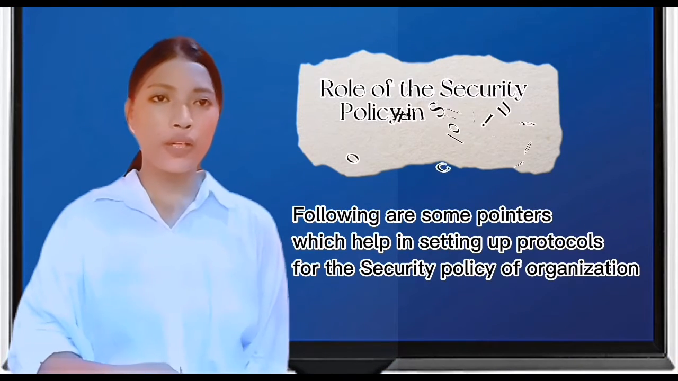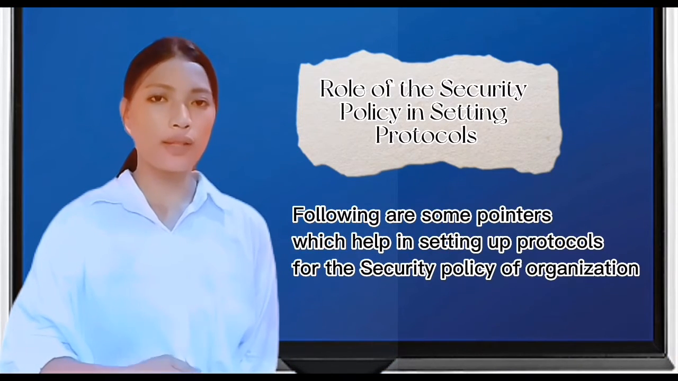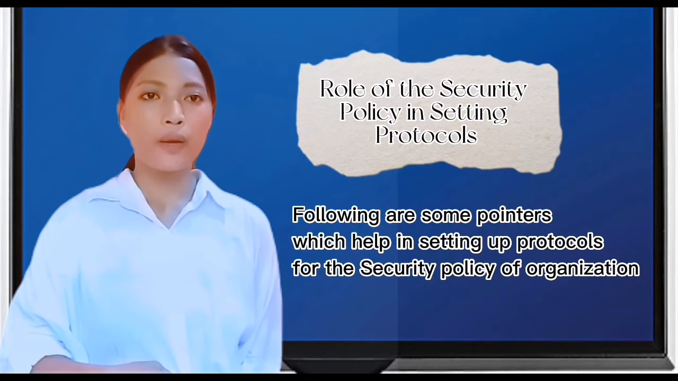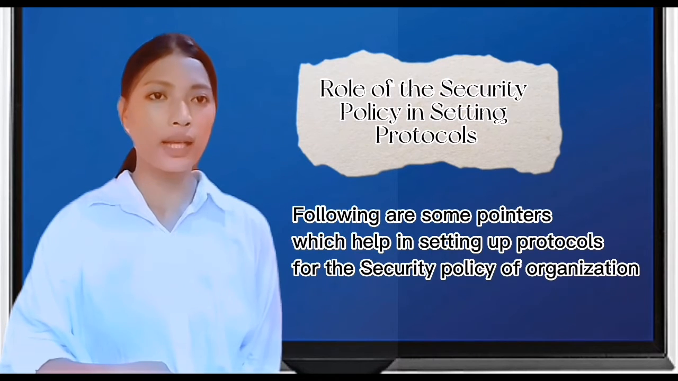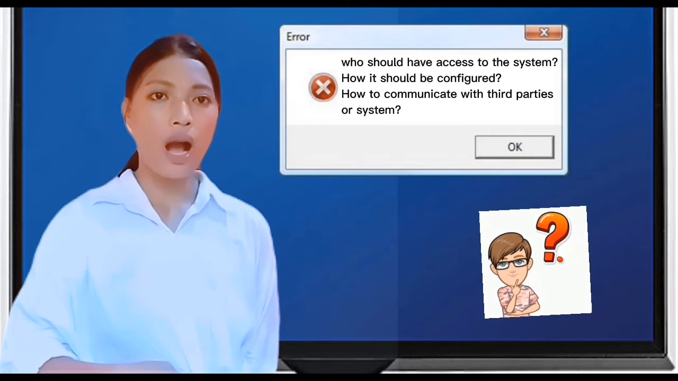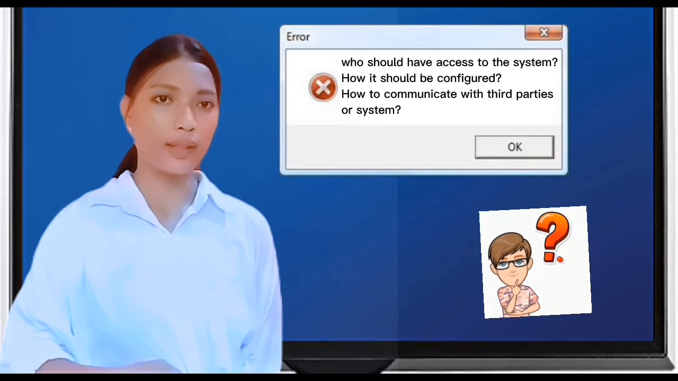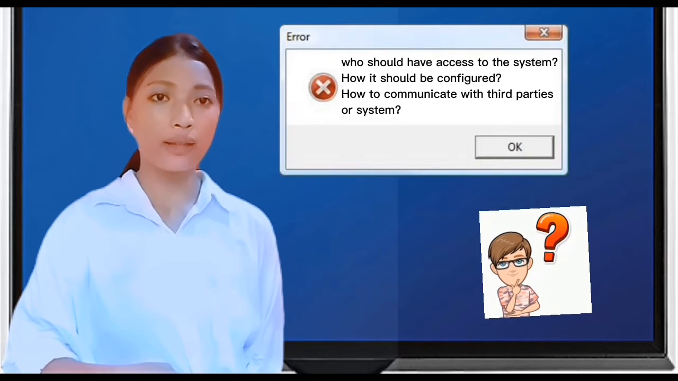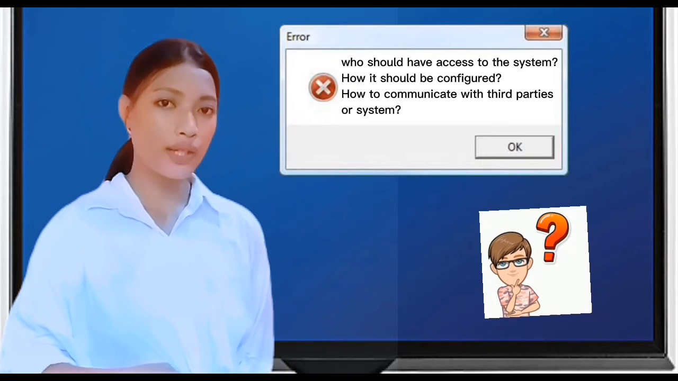Role of the security policy in setting protocols. Following are pointers which help in setting up protocols for the security policy of an organization. Who should have access to the system? How should it be configured? How to communicate with third parties or systems.